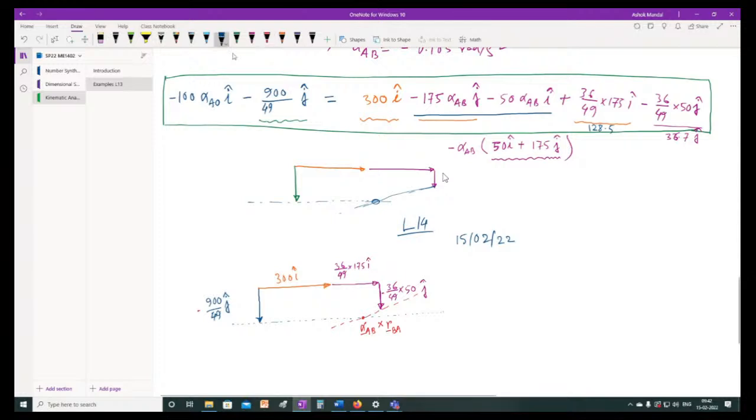So that means now you have this is the value for your minus 100 alpha AOI. Okay, from the chosen scale, you can find out what is AO, right? Obviously, AO has to be negative. Is it not? AO has to be negative from here. Okay. Sir, magnitude of 36 by 49 into 50 is greater than 900 by 49 now.